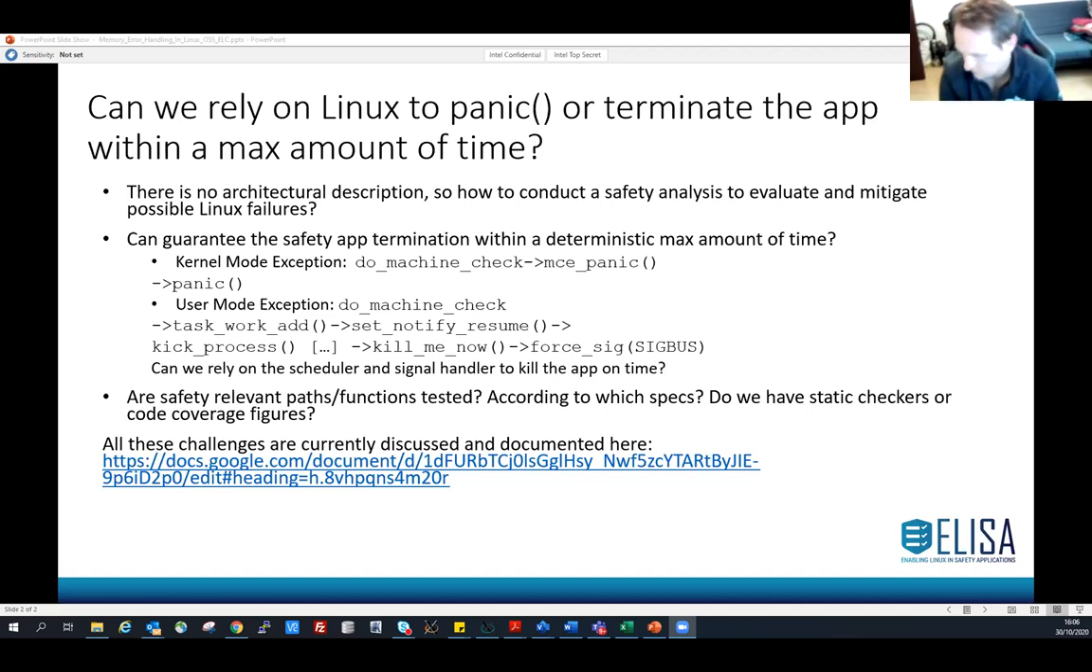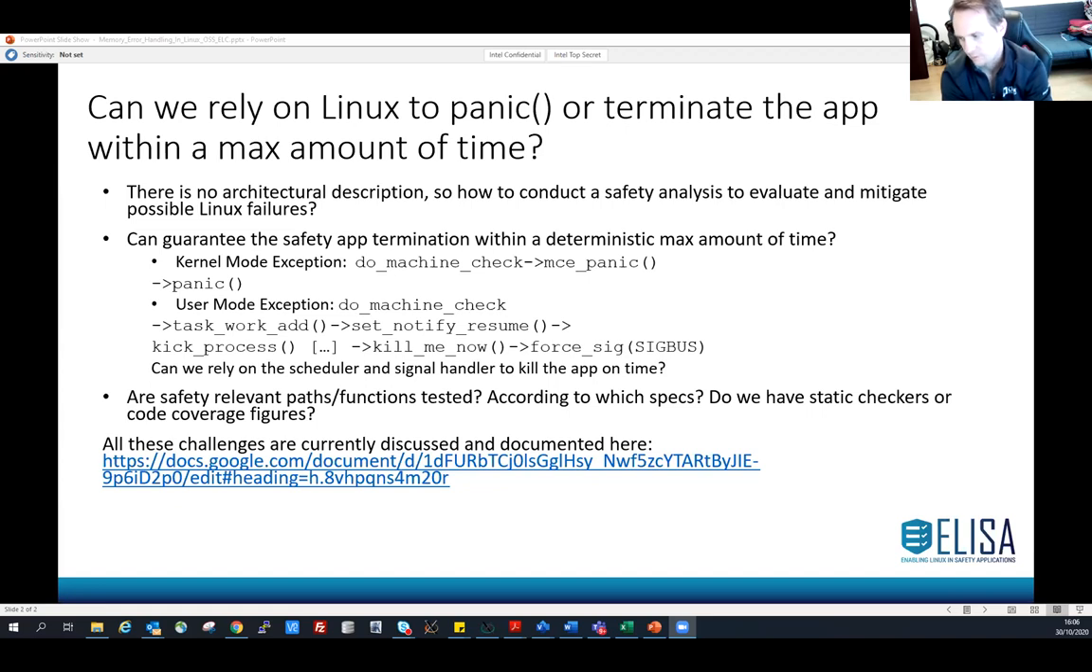I think there's a second challenge that we identified in this use case, right? And this is the whole question of the hardware-software interface, and especially when we're looking at such low-level kernel features, what does it even mean to provide evidence and proof that this function works as intended?